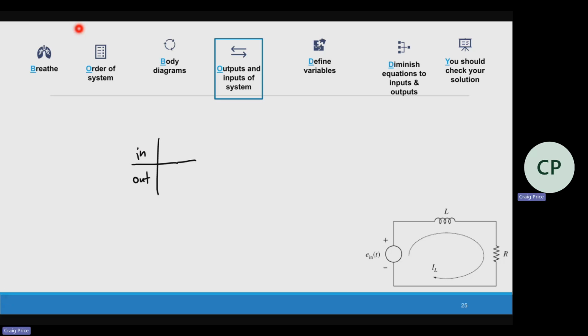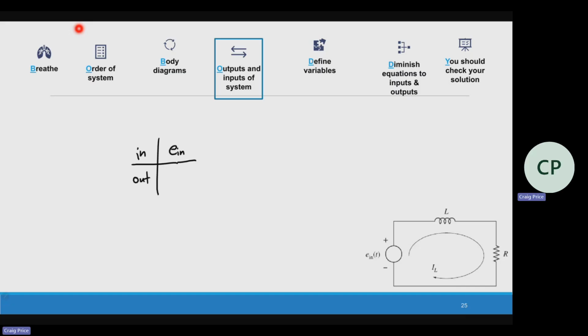What is the input? The voltage. Yeah. Anytime I've got a circuit, that's the input. That's what's giving it energy. If I don't have that, nothing's happening.